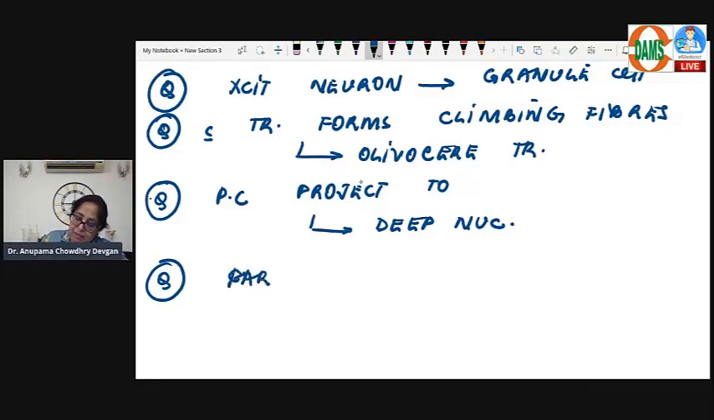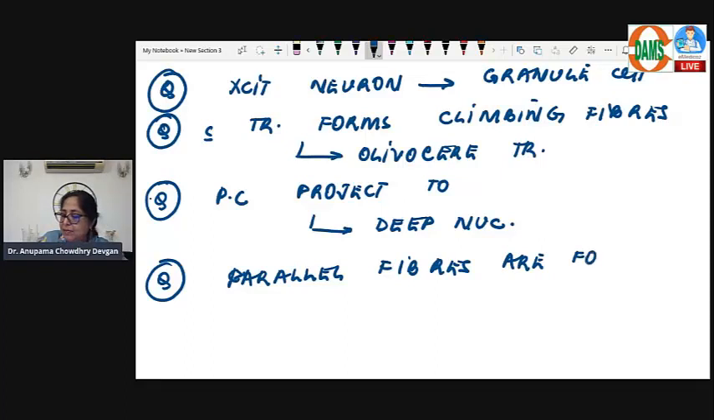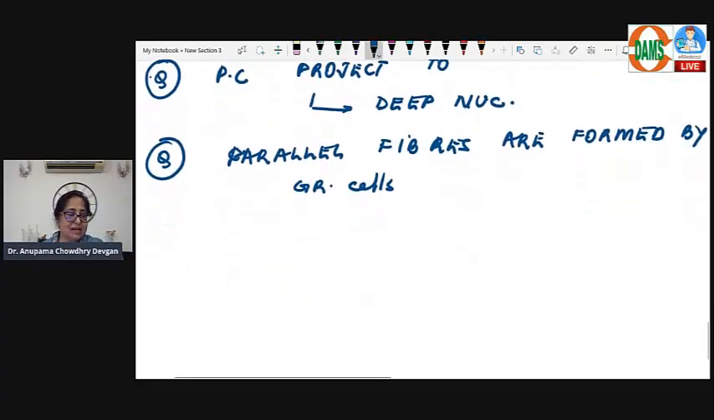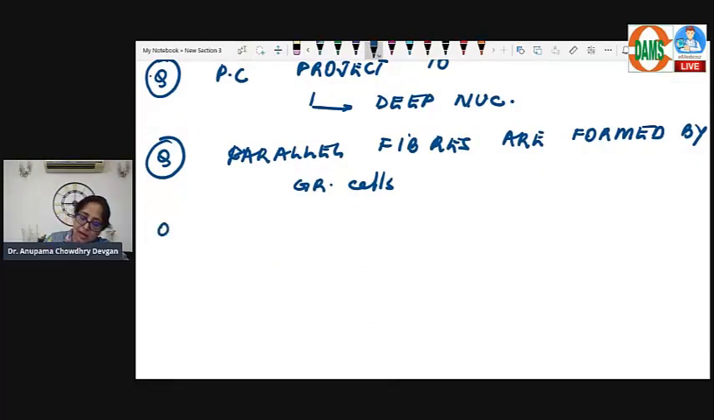Parallel fibers are formed by fibers of which cells? Answer, granule cells. Parallel fibers are formed by fibers of which cell? Granule cells. Next question.